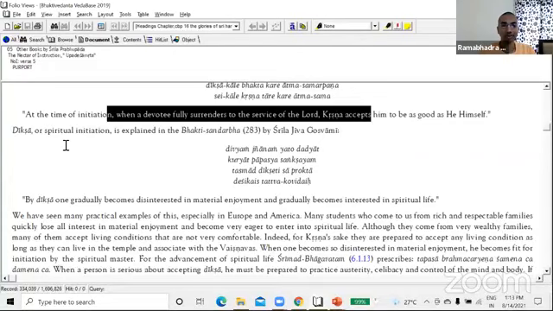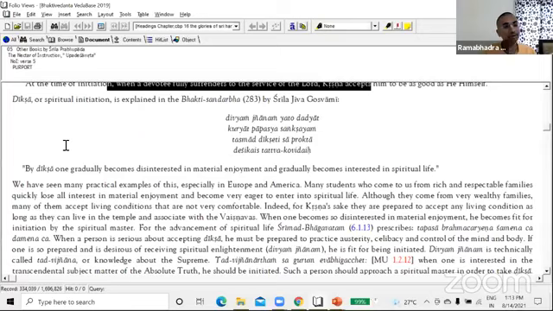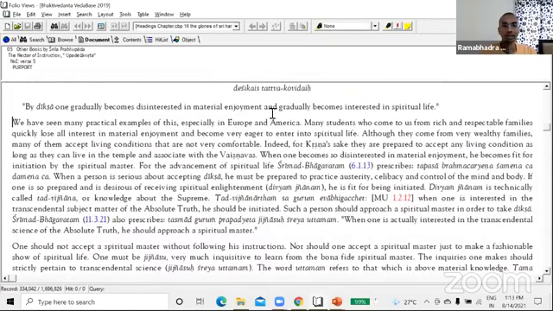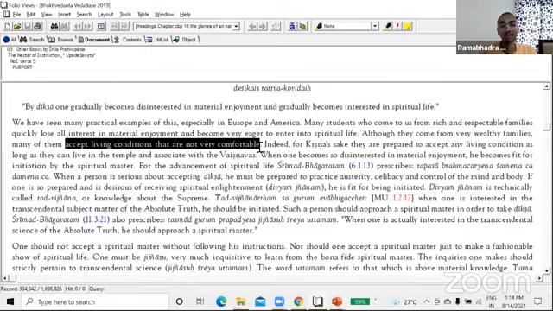Prabhupada in this paragraph, paragraph 8. Now in paragraph 8, after explaining Diksha, Prabhupada gives his example of how in Europe and America, many students from rich families come, lose interest in material enjoyment, and are eager to enter spiritual life. Although they come from wealthy families, they accept simple living conditions which are not very comfortable. Prabhupada's disciples, when they went to Mayapur to start the project, had so many health issues. They could not handle the Indian weather with the mosquitoes. Always they were getting typhoid, malaria, cholera, but they were all accepting these simple living conditions.